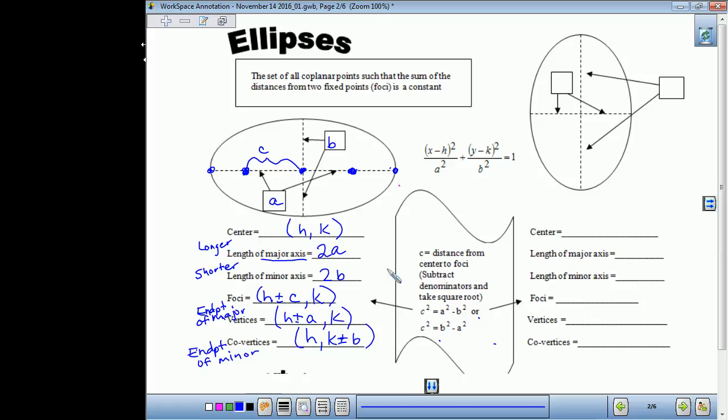Okay, so I went through all the aspects of a horizontally elongated ellipse. Let's see what you can do with the vertical. Now, we're still going to call this horizontal distance A, and we're still going to call that vertical distance B. So let's see if you can fill in the blanks. What would it be for those?